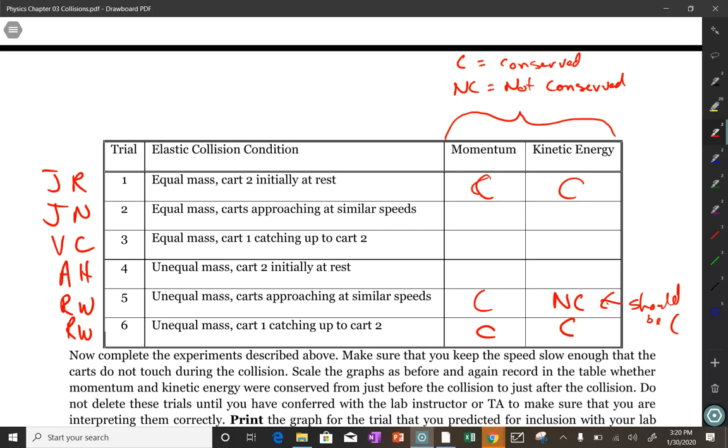Equal mass. What is your equal mass? You have equal mass, right? Equal mass means that they're the same weight. So one will be heavier than the other. So it's going to push more than the other because one's going to be heavier than the other.